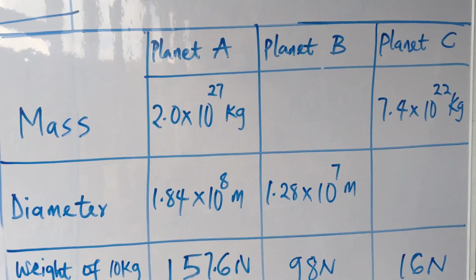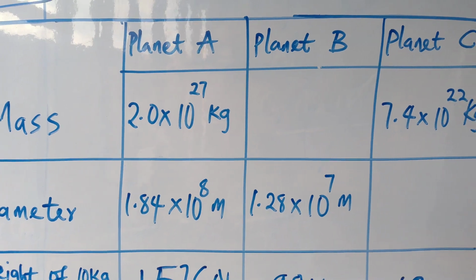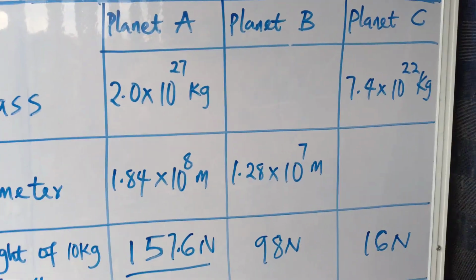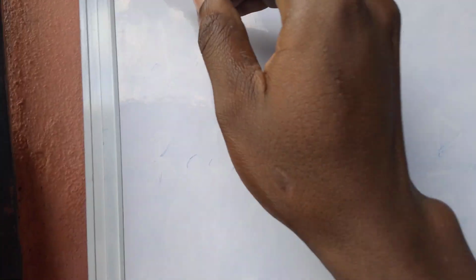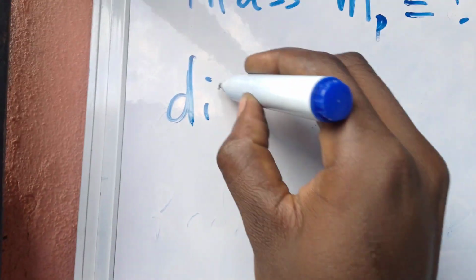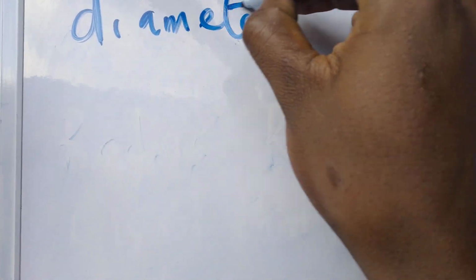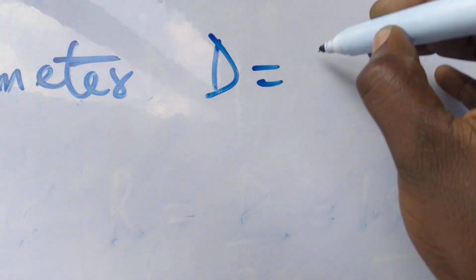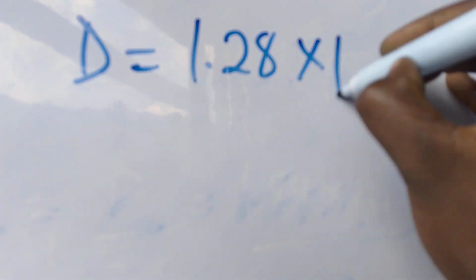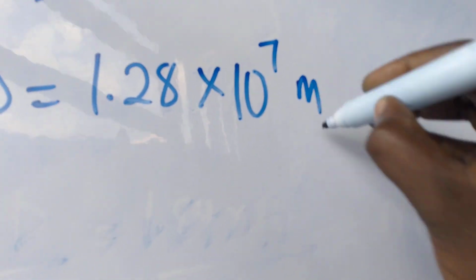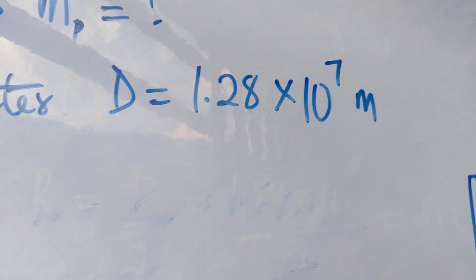And then the diameter was given to us as 1.28 times 10 raised to the power 7 meters. So we take the diameter D, which is 1.28 times 10 raised to the power 7 meters. Then you find the radius.